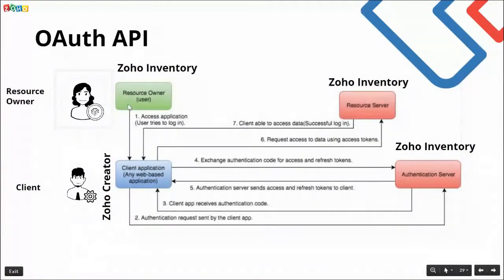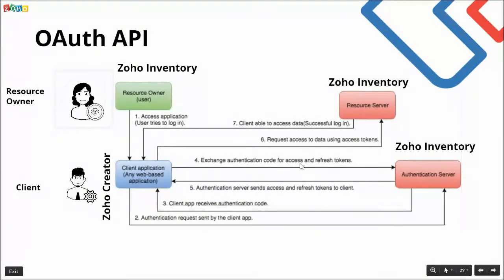Here, the first process is: Zoho Creator acts as a client, and Zoho Inventory acts as a resource owner. First, Zoho Inventory will try to access the application, that is any web-based client application within Zoho Creator. The second step is that an authentication request will be sent to the authentication server. This authentication server and resource server will be on the Zoho Inventory side. The authentication server will produce an authentication code which the client will receive.